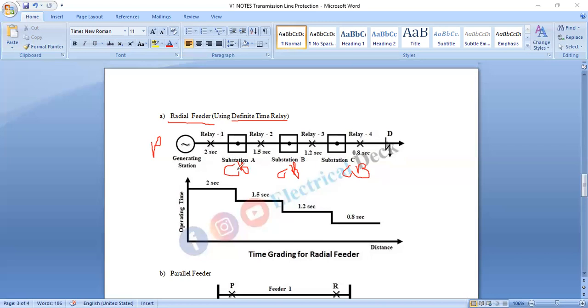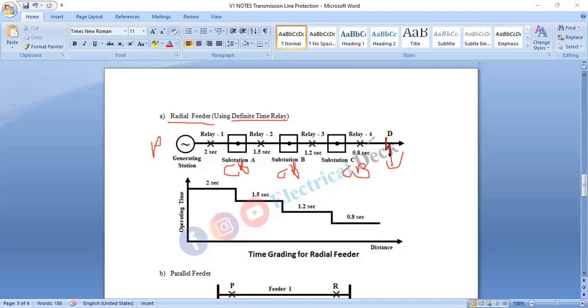If a fault occurs in the C to D section, that section will be isolated in 0.8 second by the circuit breaker at substation C. The remaining relays will not operate because their operating time is higher, because this relay is nearer to the fault occurrence. I will repeat again. The relay nearest to the end of the line.